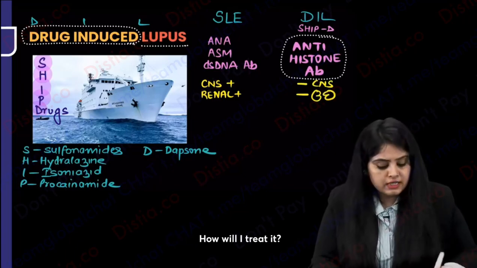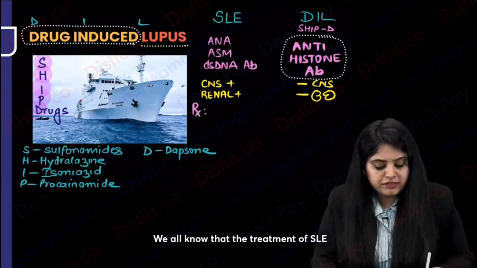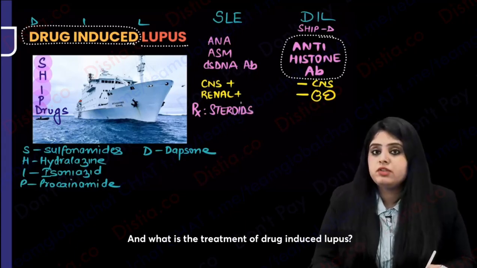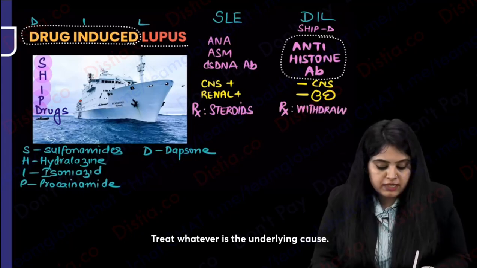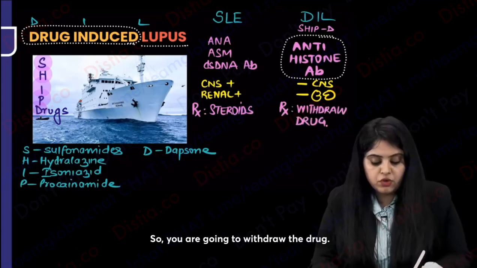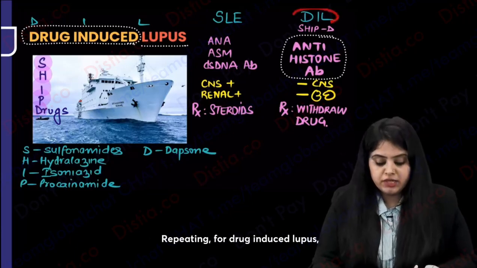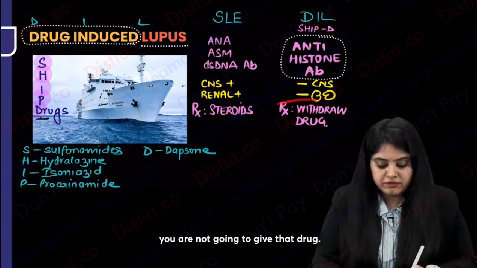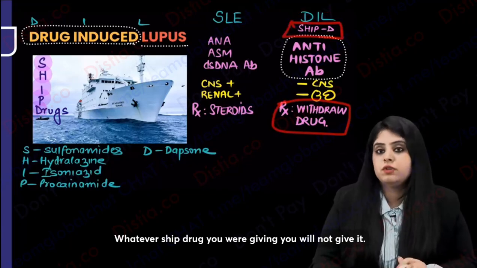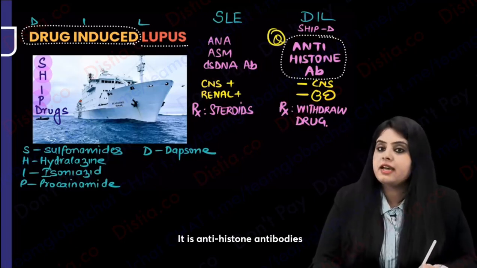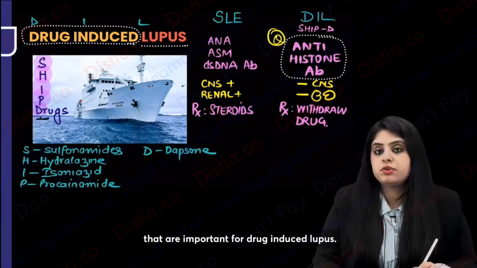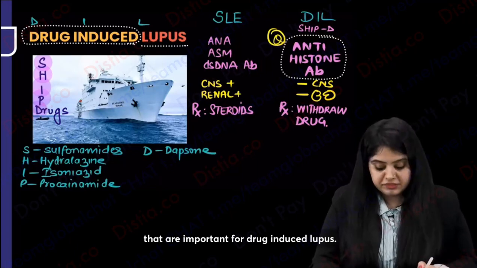How will I treat it? We all know that the treatment of SLE, because it's an autoimmune disorder, is steroids. And what is the treatment of drug-induced lupus? Of course, withdraw the drug. Treat whatever is the underlying cause. Repeating, for drug-induced lupus, whatever SHIP drug you were giving, you will not give it. The most expected question that I have is, what is the antibody? It is anti-histone antibodies that are important for drug-induced lupus.